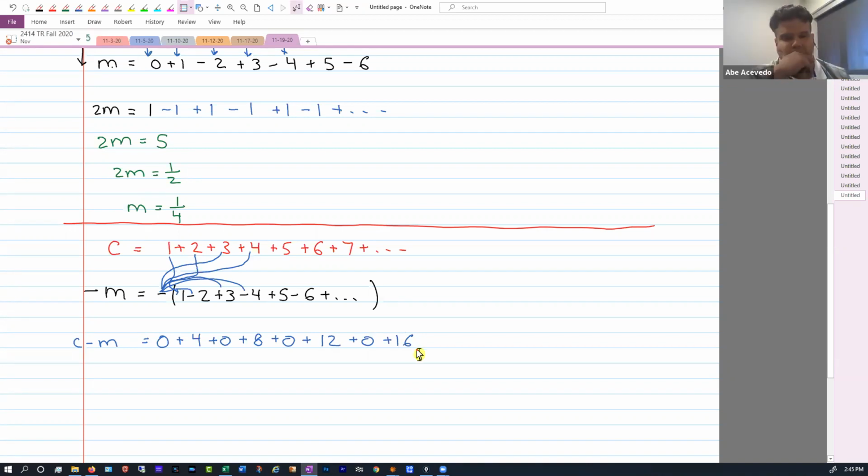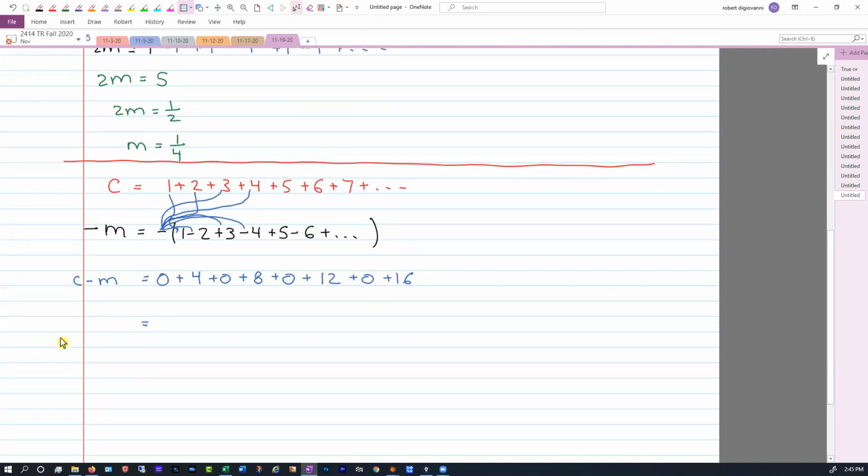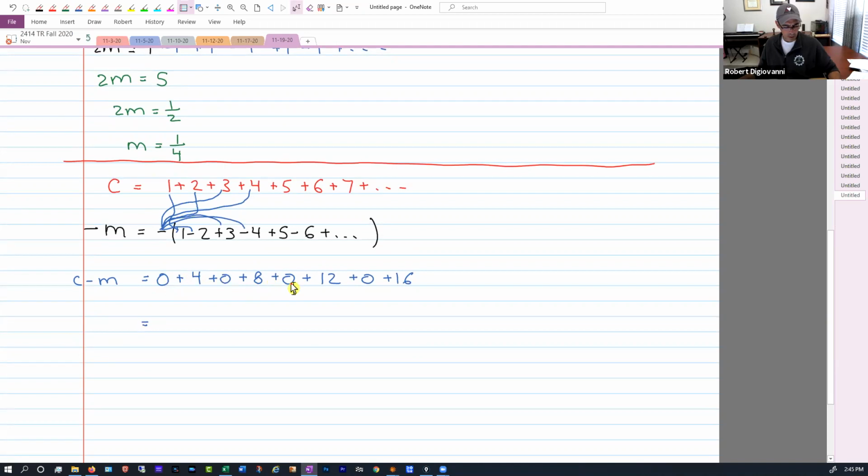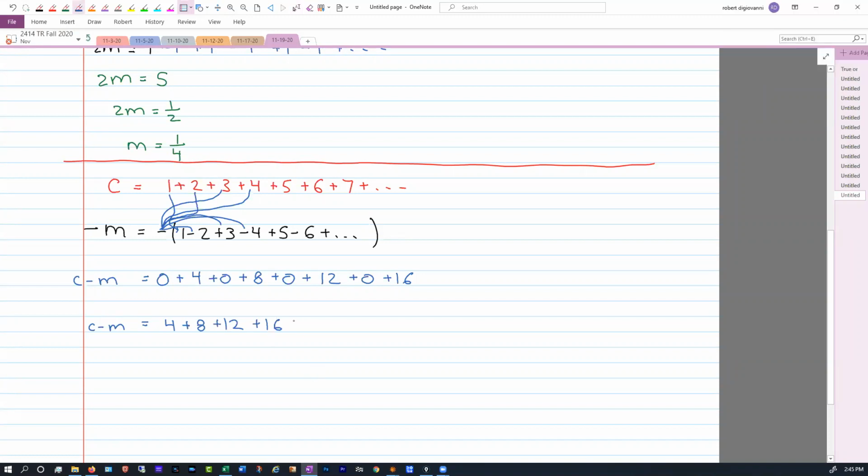Yes, it's doubling, but how would you get the 0 in between? How am I getting these zeros? Like if you try to derive a formula for it. Well, wait, just let me do it. Hold on, watch. So do you agree that this is 4 plus 8 plus 12 plus 16, plus the next one would be 20?